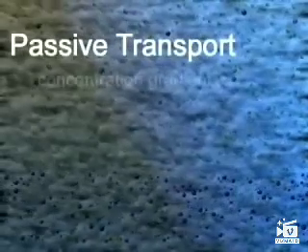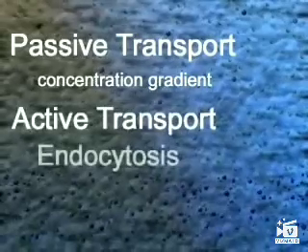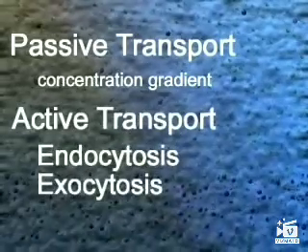The cell is a very dynamic living entity. It is essential that materials move in and out of the cell. This is done by passive transport using a concentration gradient, and active transport, endocytosis and exocytosis.